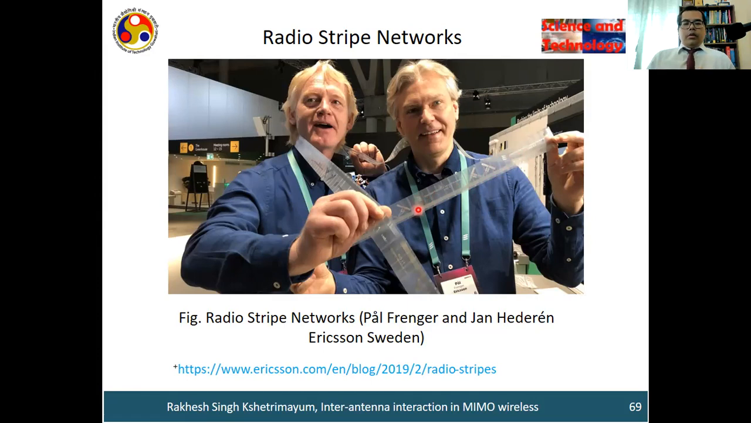So this is radio stripe networks where all the circuits are printed on this very thin sellotape-like structure, and you can stick it on a wall, on a building, on a train station, and this will actually be rolled out for 6G wireless communication for cell-free massive MIMO. This is a key enabler for the cell-free massive MIMO, which is proposed for 6G wireless communications.